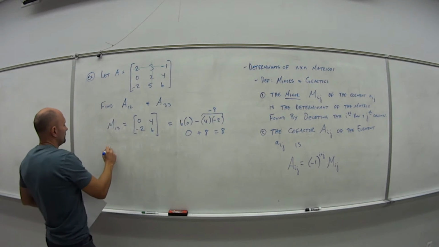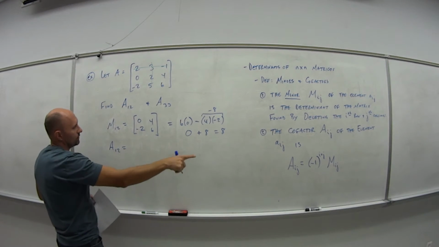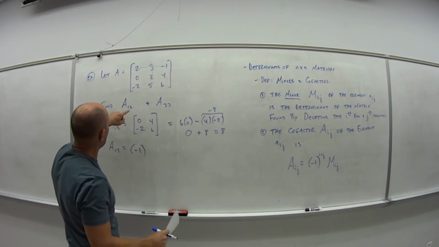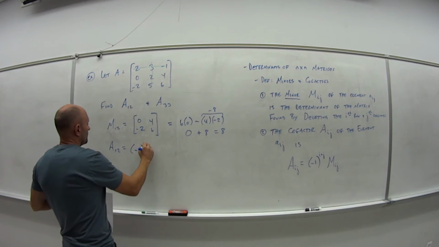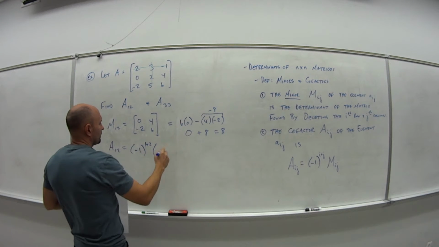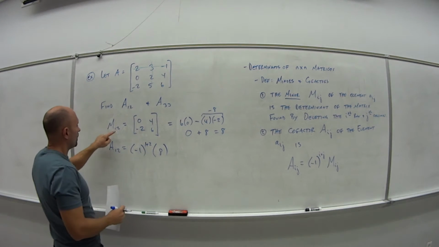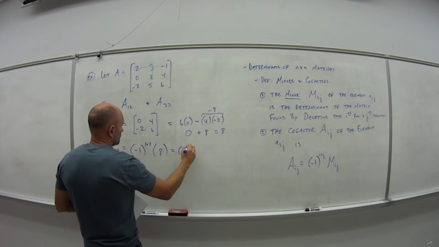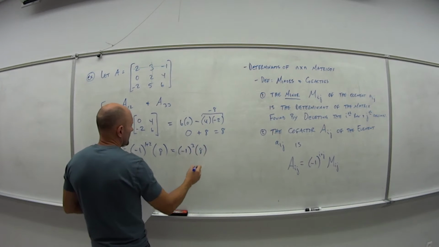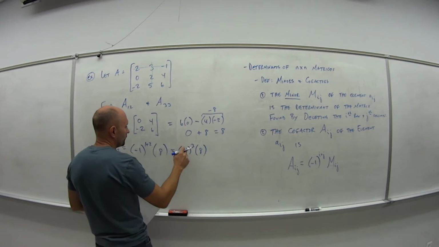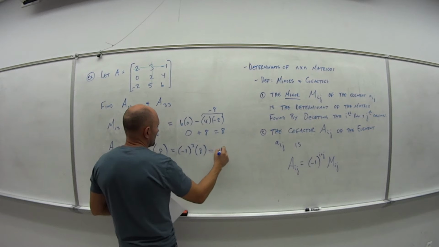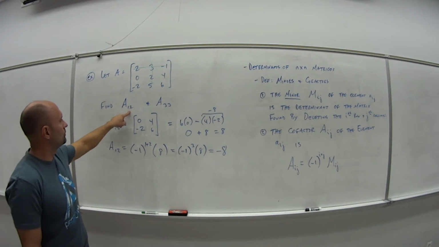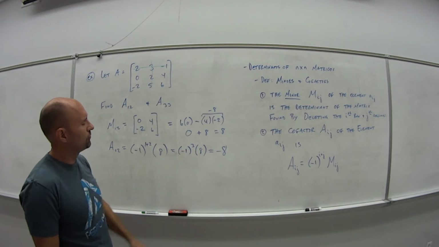Now, A12, if I use the formula, is -1 to the i plus j power, 1 plus 2, times M12. So this is what? This is -1 to the third times 8. -1 to the third is -1. -1 times 8 means this is -8. So A12 is just -8.